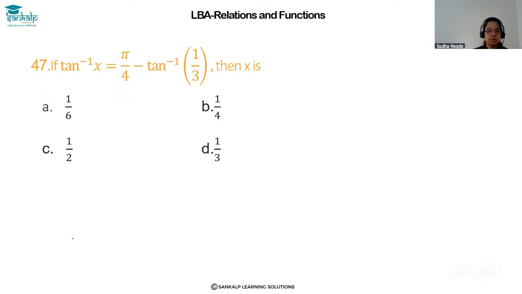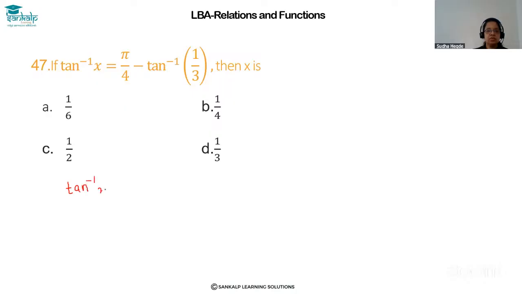Hi students, the question is: if tan inverse x is equal to pi by 4 minus tan inverse 1 by 3, then you need to find the x value. Options are: option A 1 by 6, option B 1 by 4, option C 1 by 2, option D 1 by 3. Okay, so take the given expression and simplify, you will get the answer.